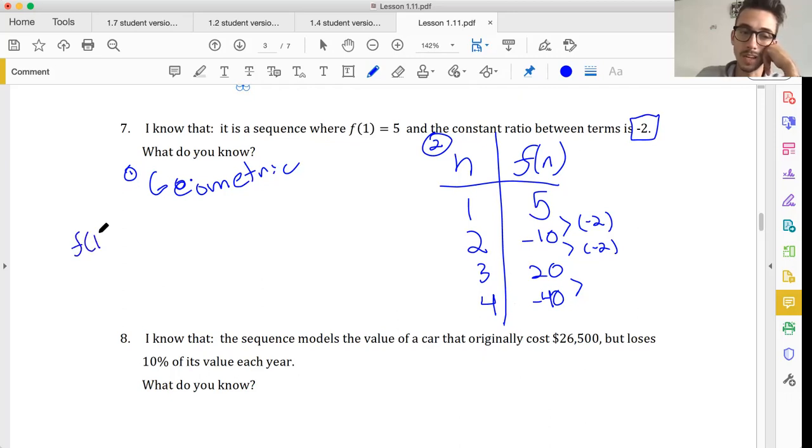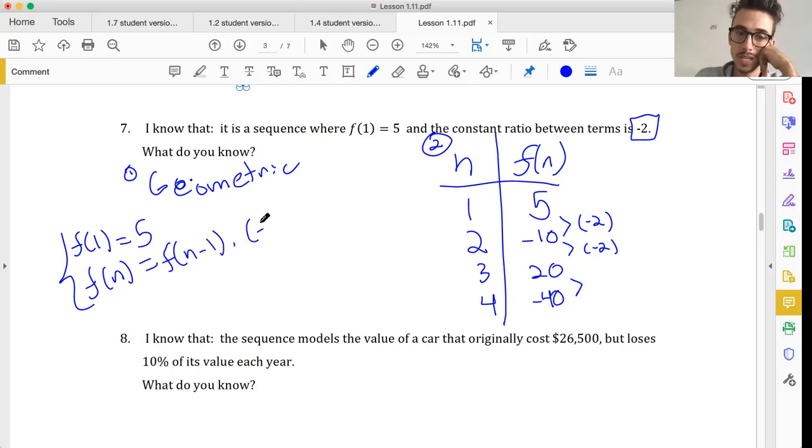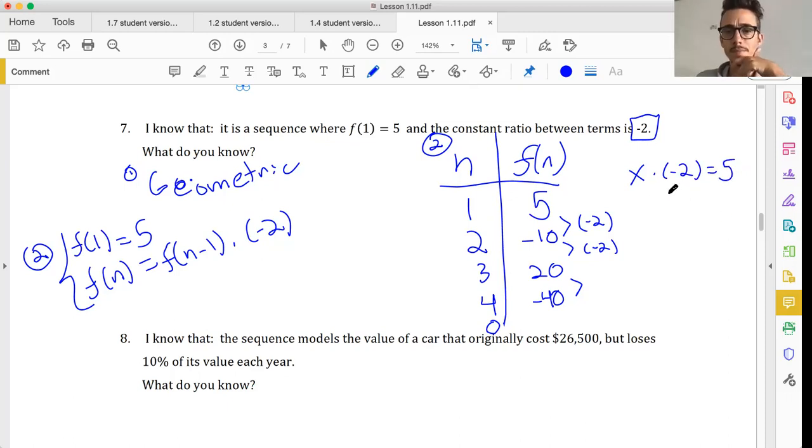Okay. So our starting point here is f of 1 being 5, and then f of n, again, is the previous term times -2. If I wanted to get the 0 term, what times -2 will get you 5? What do you think for the 0 term? Hopefully you're dividing both sides by -2. That cancels. So the 0 term in this case is -5/2.